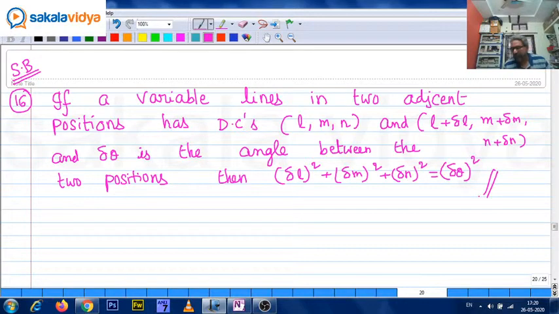It has a proof. This proof is actually a 7 marks problem. Even if you go for higher classes, for degree or PG classes, this will be one of the important questions to be discussed. But at this intermediate stage, for EAMCET or JEE, this is the standard bit. Just remember it. In the examination you need to select the option, that's all. Delta l whole square plus delta m whole square plus delta n whole square is equal to delta theta square.